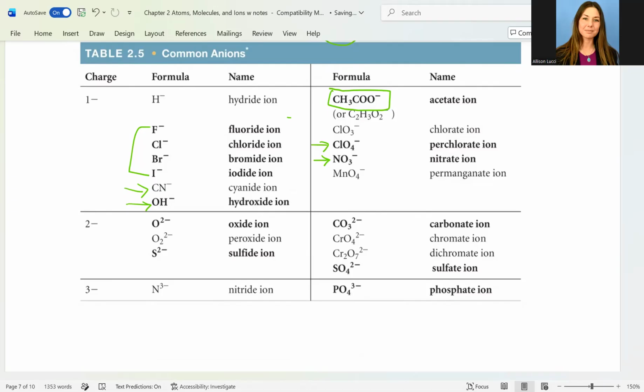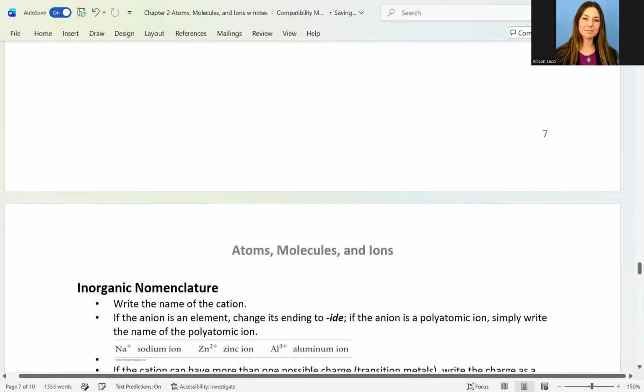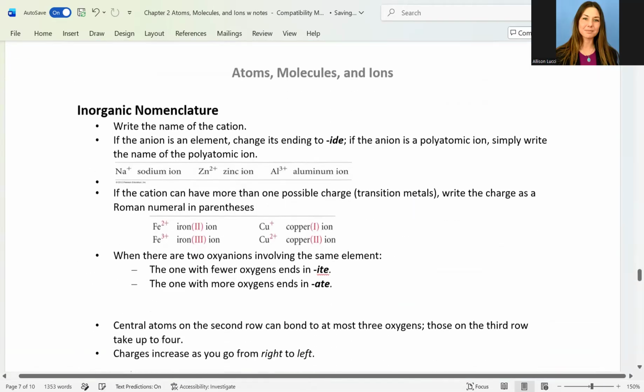In addition to those, we also have some -2 charged ions that are polyatomic, so carbonate and sulfate, those are -2. And then we have one polyatomic -3, phosphate. The ones that I've highlighted here, I would definitely know. A few others may appear in some of our naming assignments as well.